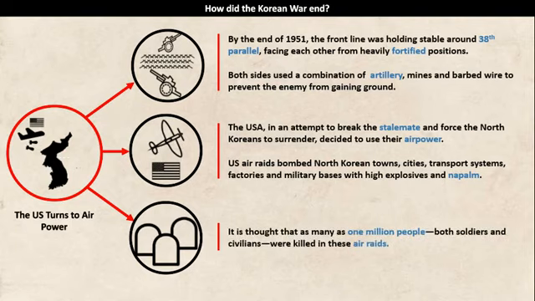This use of air power had a devastating effect, and it has been estimated that as many as 1 million people, both soldiers and civilians, were killed in these air raids. This shows the immense human toll of this period of the conflict.